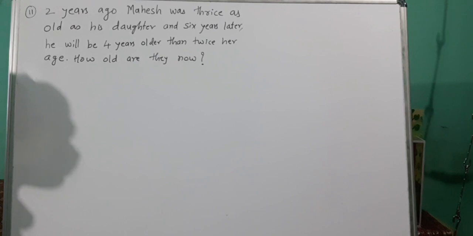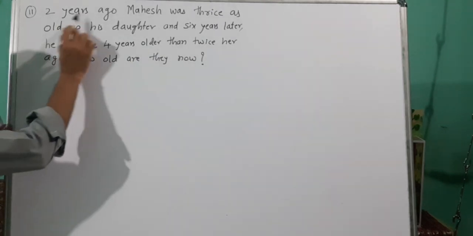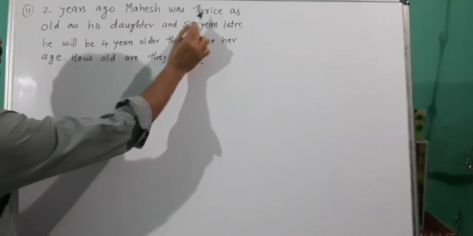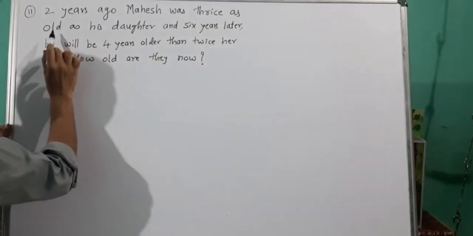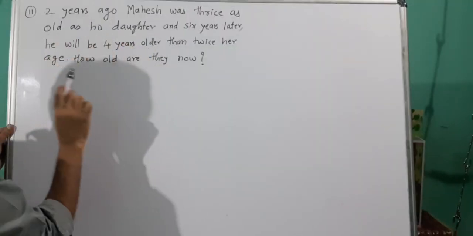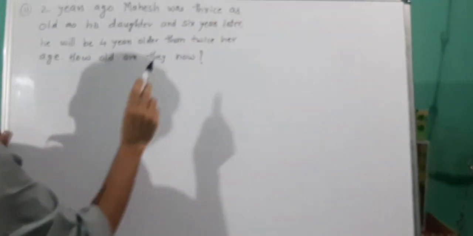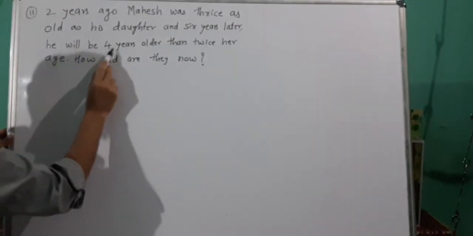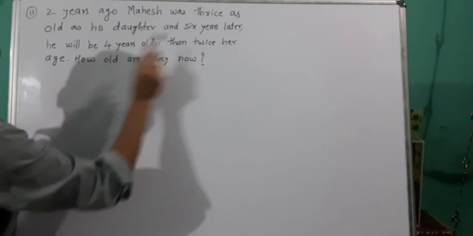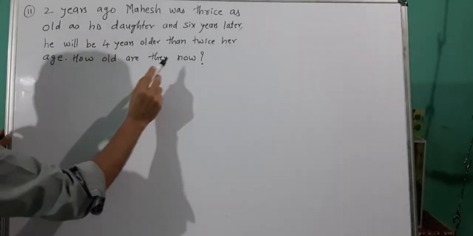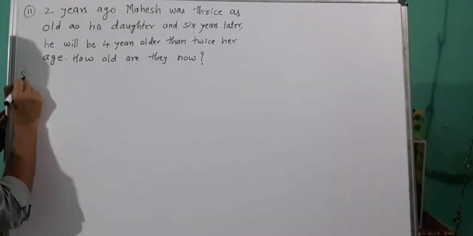Okay, we'll go for another problem. 2 years ago, Mahesh was thrice as old as his daughter. And 6 years later, he will be 4 years older than twice her age. How old are they now? So we'll go for the solution.